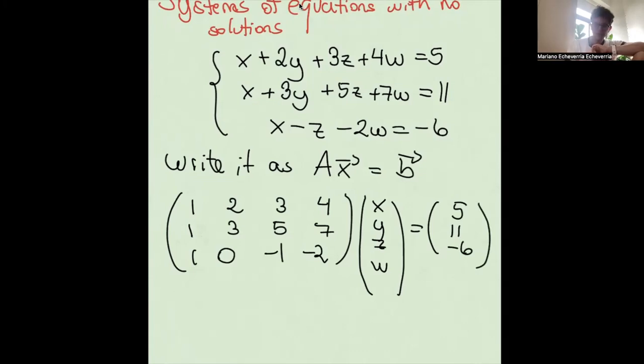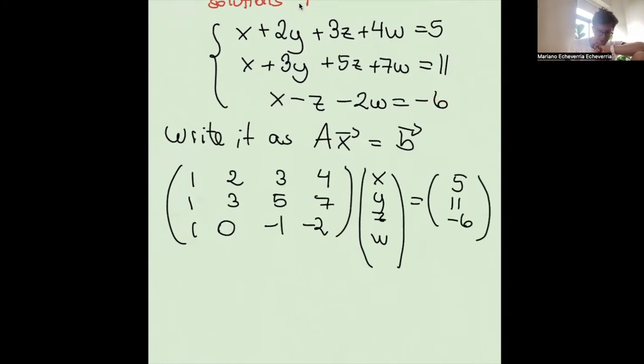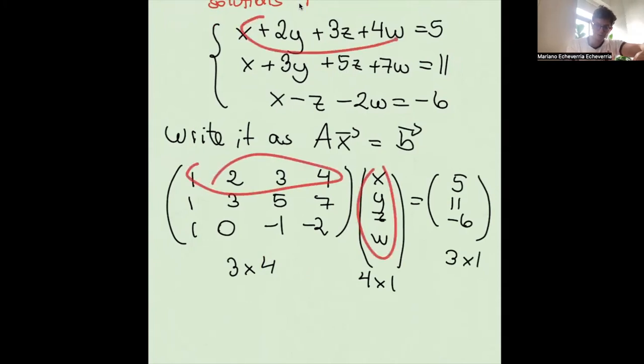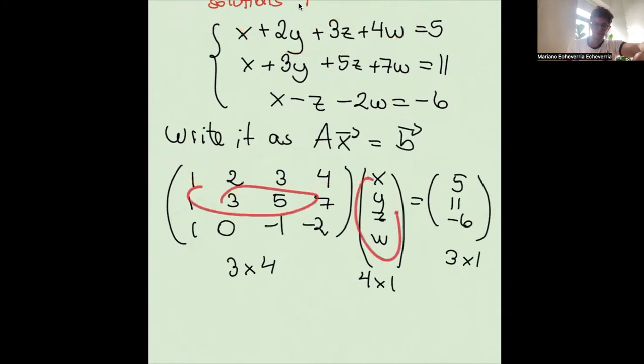The right-hand side becomes just a vector. This makes sense because this is 3 by 4, this is 4 by 1, and this is 3 by 1, so it does match the sizes of the matrix multiplication that I had given you before. If you do the dot product of this with this, you'll get the first equation. The dot product of this with this is the second equation, and the dot product of this with this is the third equation. Is that making sense? Are there any questions up to this point?